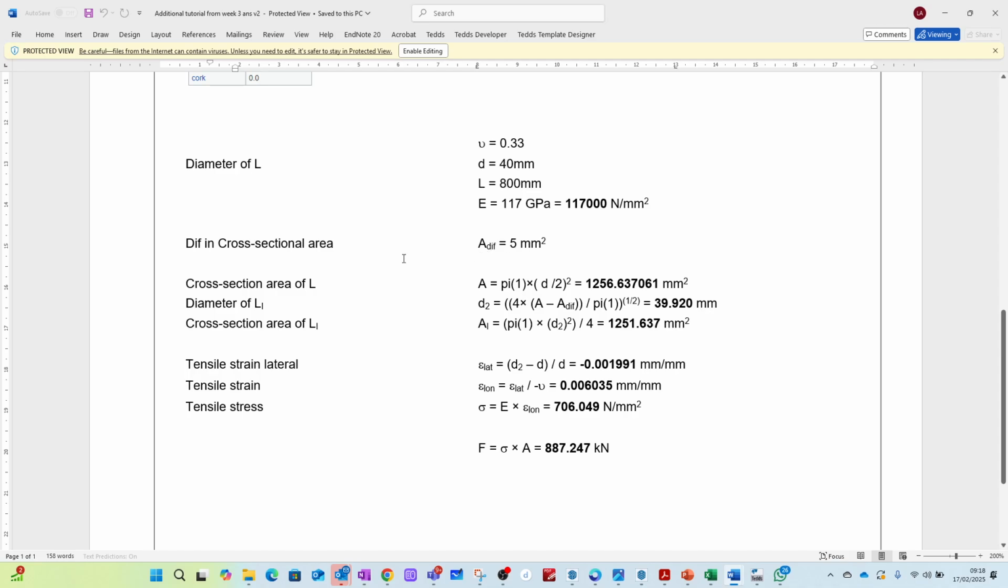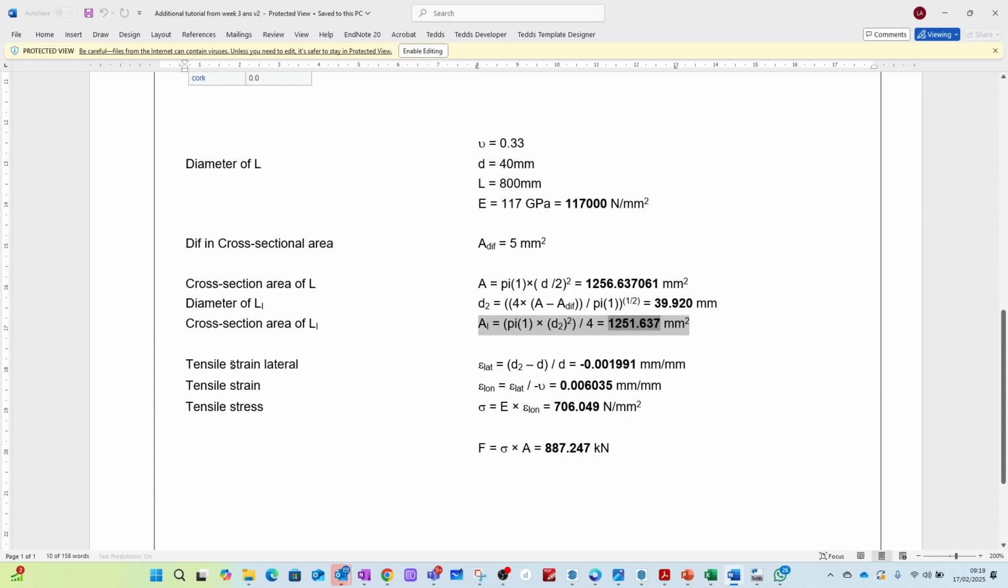Anyway, the difference in cross-sectional area, we're told we're looking for 5 millimeters. So that's the A difference. The cross-sectional area of L unchanged is that. Then the diameter of L after it's been changed. Right, so we've got all of that data. Then the cross-sectional area of that after it's changed. So far you can work all of that out, there's nothing missing.